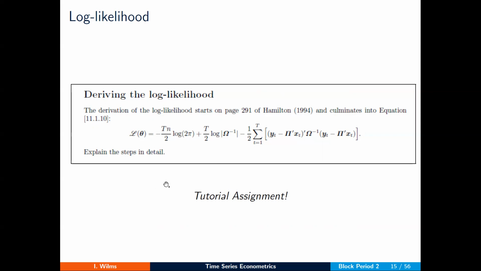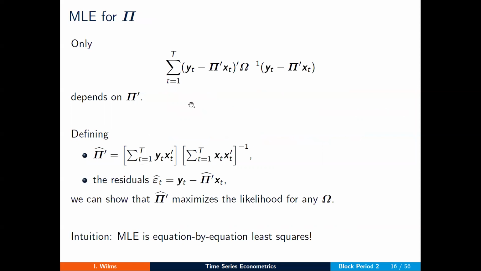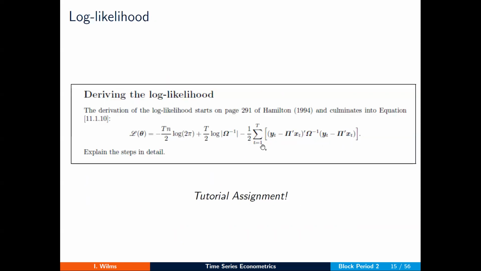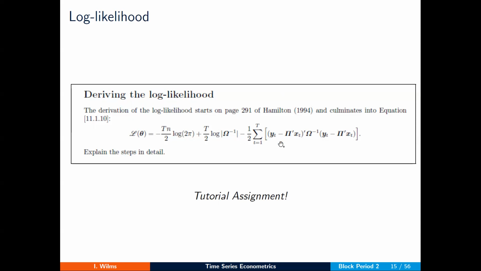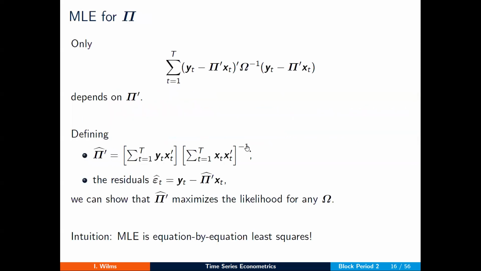Now, once we have obtained the expression for the log likelihood, we need to find the value of our parameter Pi that maximizes the log likelihood. Since only the last term in our objective function depends on capital Pi, the log likelihood is maximized when this term is minimized, since we have the minus sign in front of it. So let's have a closer look at this term, and let's first make an abstraction of Omega here in the middle.